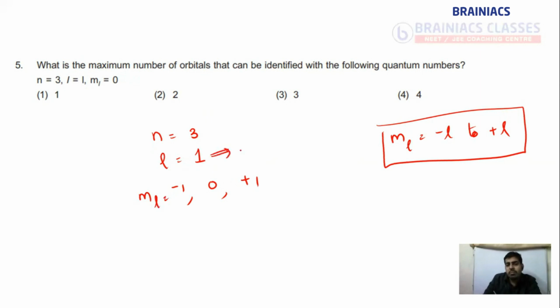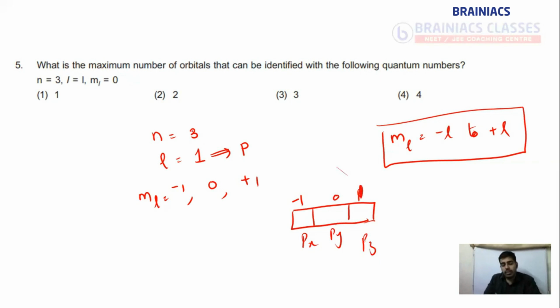L equal to 1 means it is a p orbital. So the p subshell contains 3 orbitals: px, py, pz. So let px be minus 1, py be 0, and pz be plus 1.